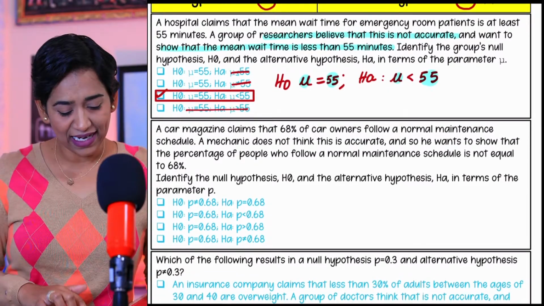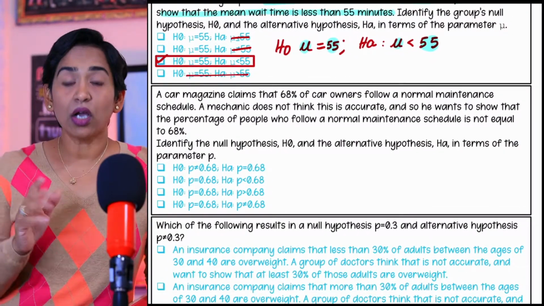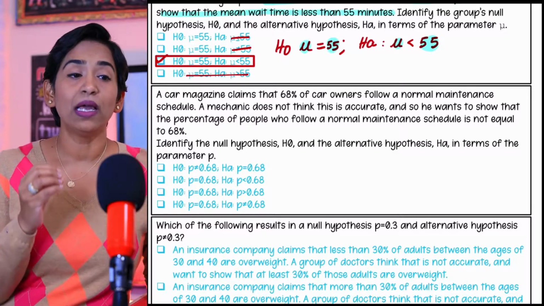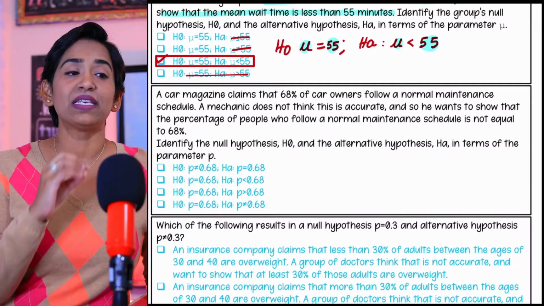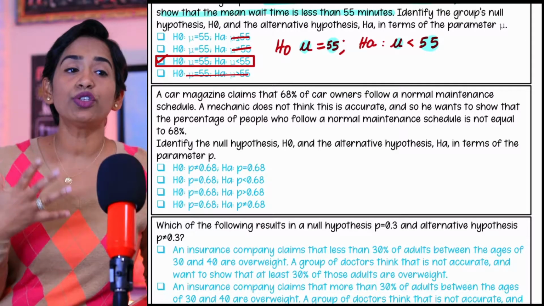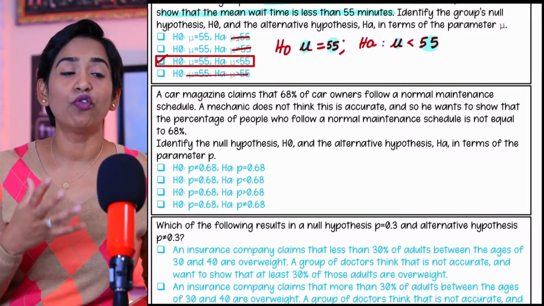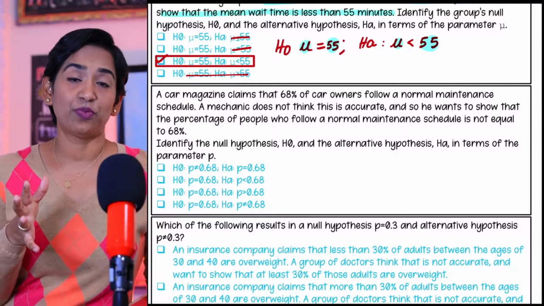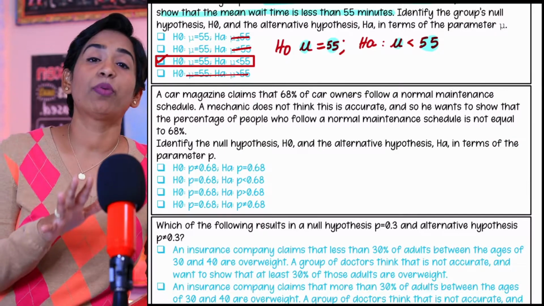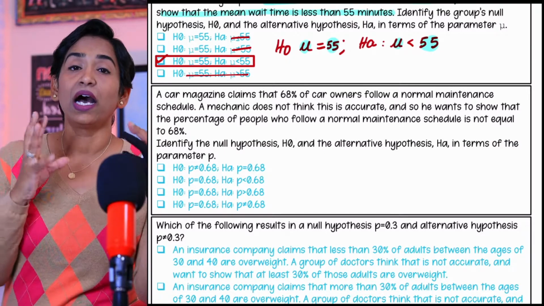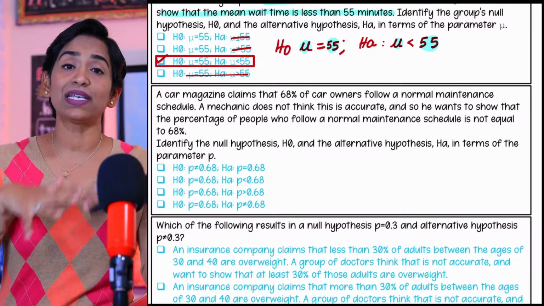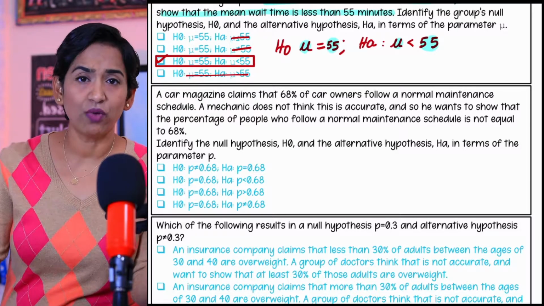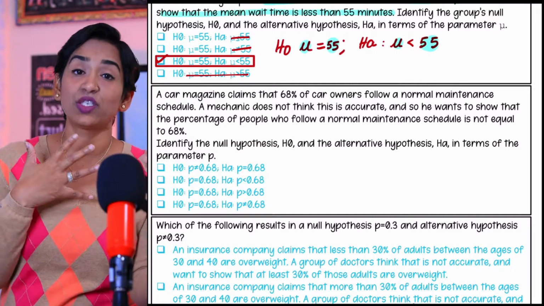Now let's go ahead and take a look at the next one here. A car magazine claims that 68% of car owners follow a normal maintenance schedule. A mechanic does not think this is accurate, so he wants to show that the percentage of people who follow a normal maintenance schedule is not equal to 68%. Always when you are performing hypothesis testing, I highly recommend putting yourself in that problem. So if you were a car mechanic, what would you do? They say it's equal to, but you think it's not equal to, right? So that's what you want to prove.